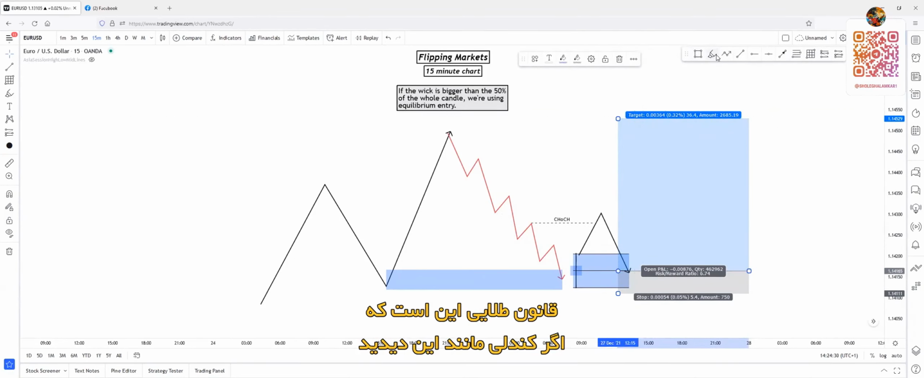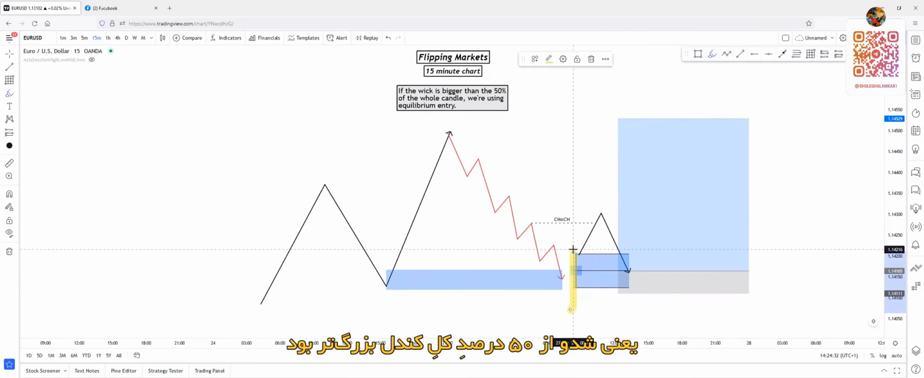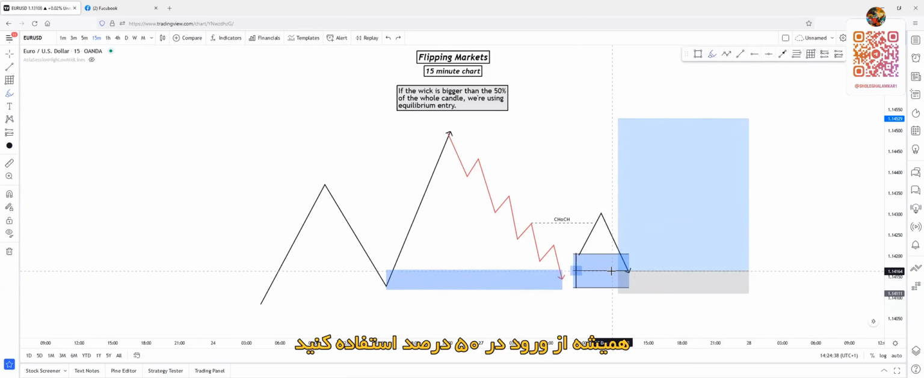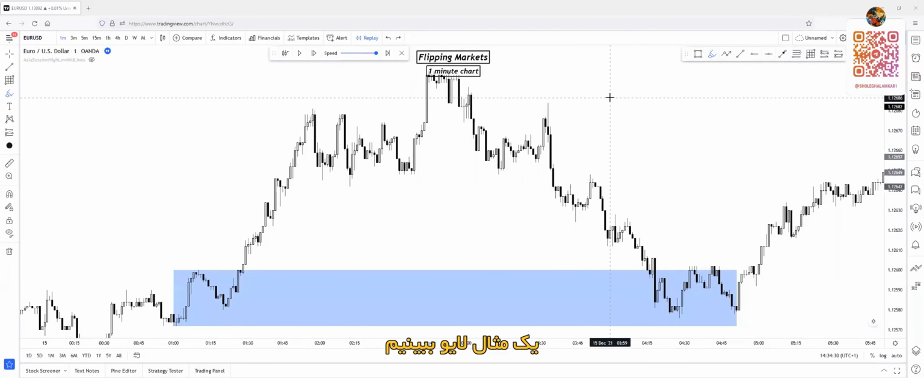That's also a golden rule. If you see a candle like this, where the wick is bigger than the 50% of the whole candle, meaning there is more wick than body, we will always use the 50% equilibrium entry. That's a golden rule. Okay, let's see a live example for this.